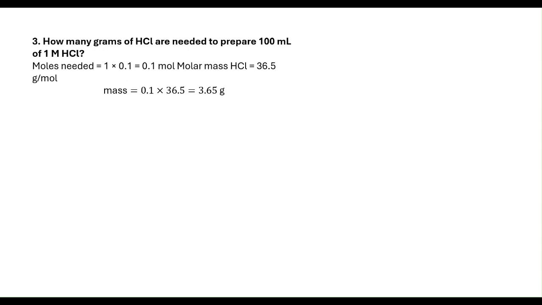Now we'll move to the third question. So how many grams of HCl are needed to prepare 100 ml of 1 molar HCl? So in the previous question we have a gram given, and we have given the volume, and we needed to know what is the molarity strength. Now we have to calculate how much grams of HCl are needed, and the volume is given.